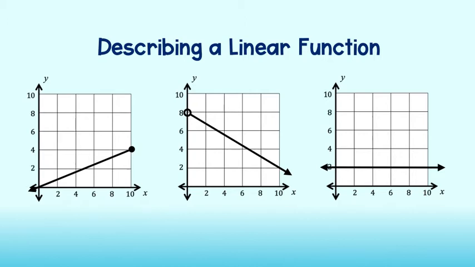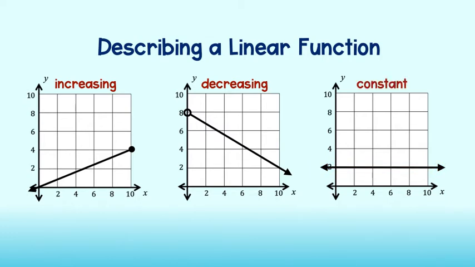If the graph is going up from left to right, we call this increasing. If the graph is going down from left to right, then we say it's decreasing. If the graph is flat or not going up or down, we call this constant.